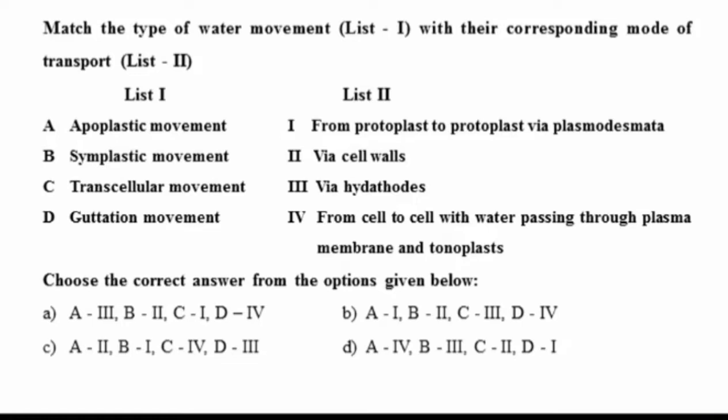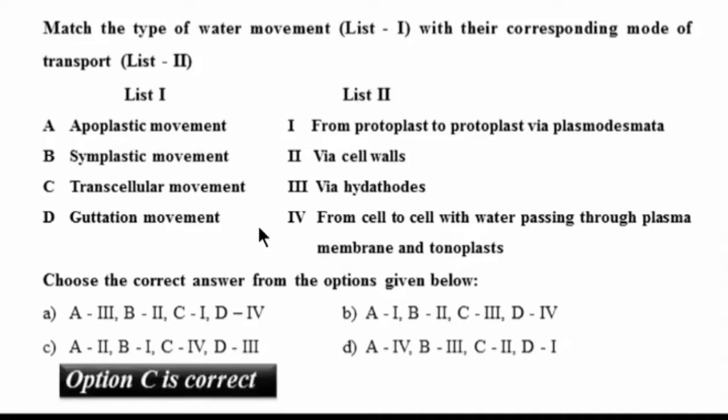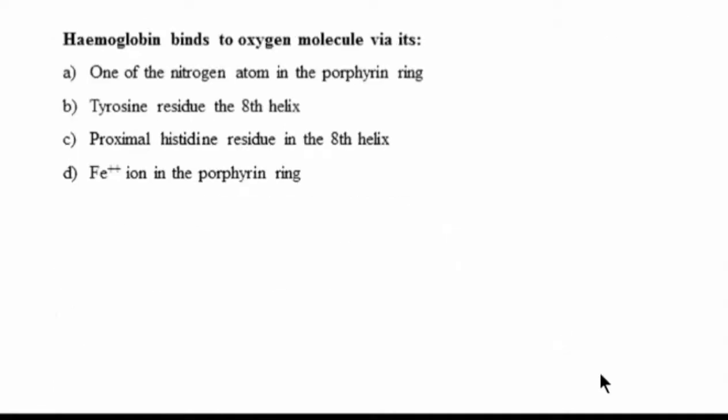Further, guttation is when a plant pushes water through tips of the leaves of the plant. The process of guttation occurs when the root of the plant absorbs water from the soil. This creates a pressure inside the plant and the water is forced out through the hydathodes. So the correct answer to this question is going to be option number C, which says A matches with 2, B matches with 1, C matches with 4, and D matches with 3.